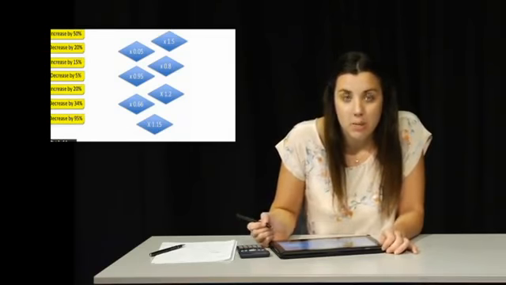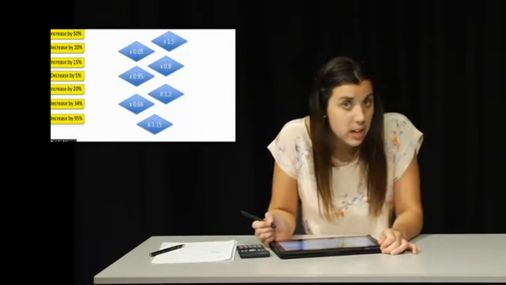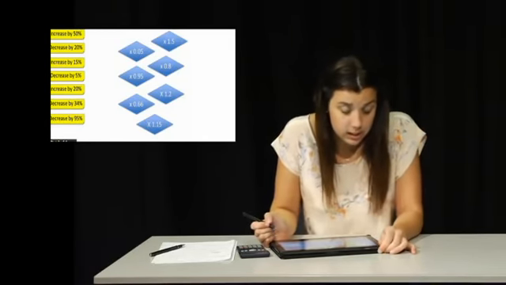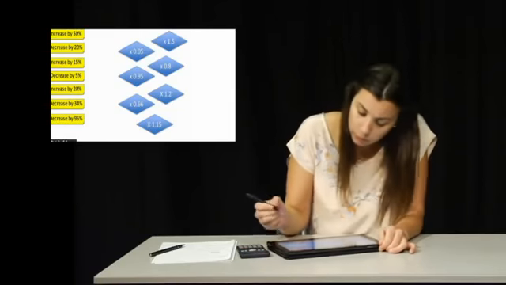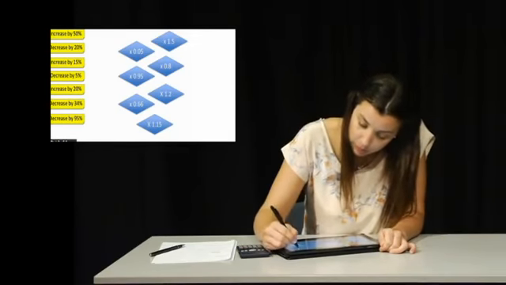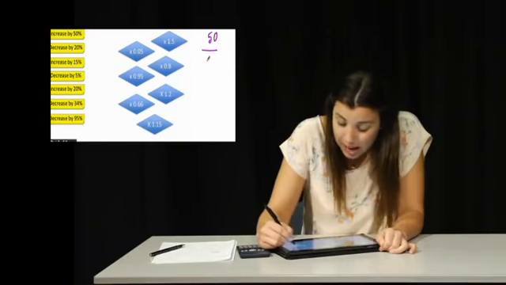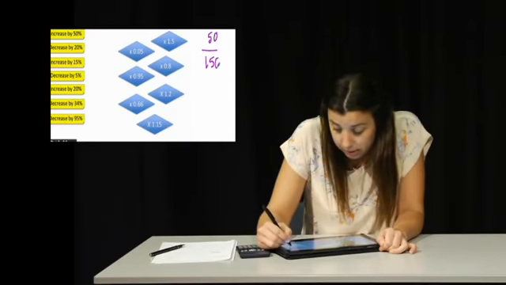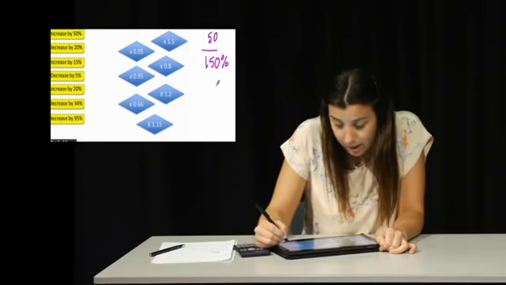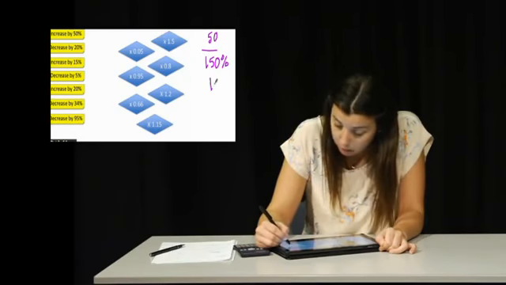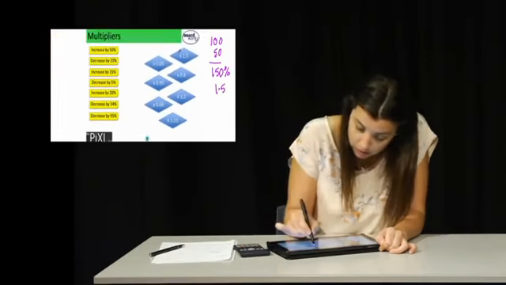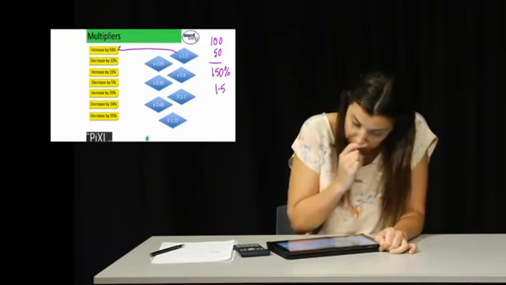So let's have a look at these together. Our first one says increase by 50%. If we're increasing something, we've got 100%, and we're actually adding another 50%. So actually we've got 150%. That gives us a multiplier of 1.5. So this one matches in here.